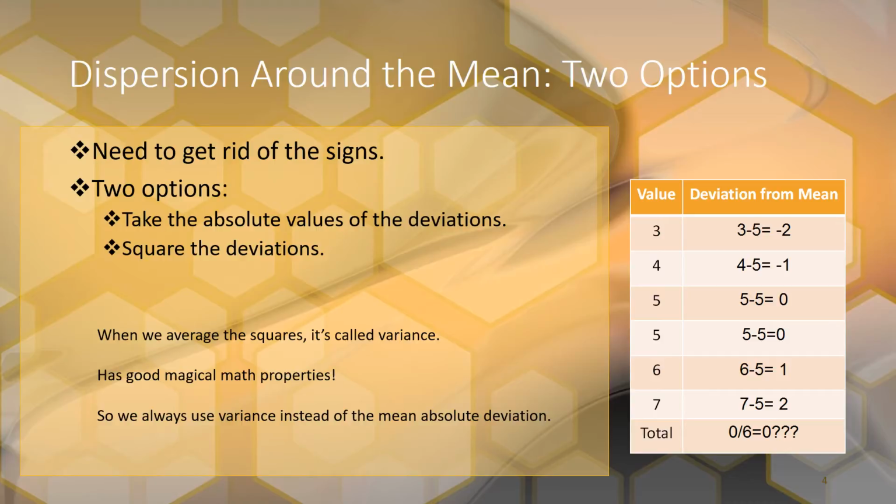So we will always use variance instead of the mean absolute deviation. We're going to use the square version instead of the absolute value version, and the squared version is called variance. So variance wins. And you can see the footnote on standard deviation at mathisfun.com, and this will explain a little bit more why we use variance over the absolute value version.